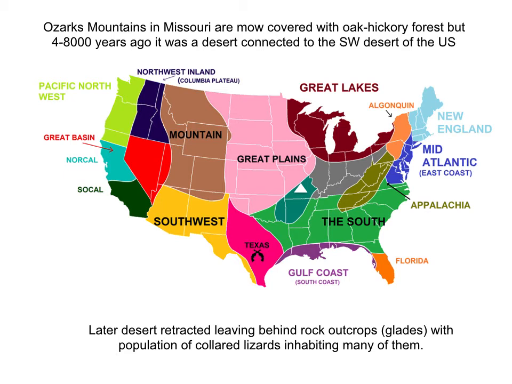And, not in all of them, but in a lot of them, the collared lizards that are associated with the Southwest Desert have remained there ever since. So you have one large ancestral population now fragmented into a number of smaller populations that inhabit those rock outcroppings.